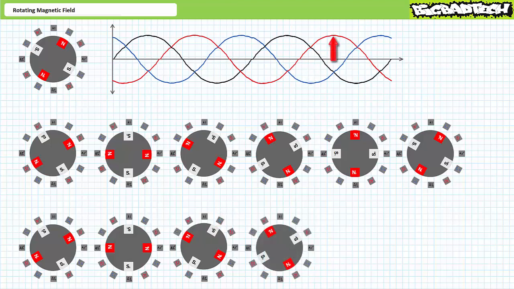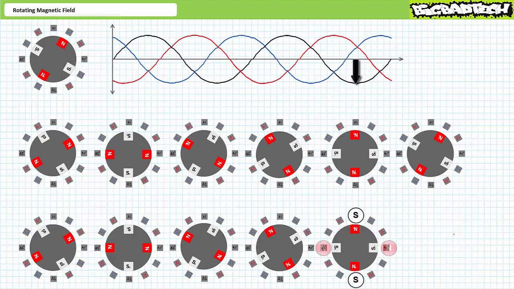Some moments later, L2 peaks positively. The B ends are norths, and the prime ends are souths. The north ends of the rotor are attracted to the primes, and the south ends of the rotor are attracted to the B's. The rotor continues to turn clockwise. Some moments later, L1 peaks negatively. The A ends are souths, and the prime ends are norths. The north ends of the rotor are attracted to the A's, and the south ends of the rotor are attracted to the A primes. The rotor continues to turn clockwise.